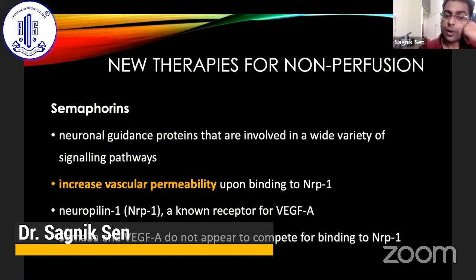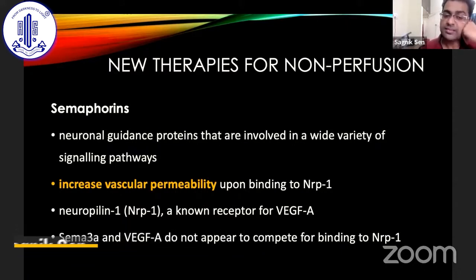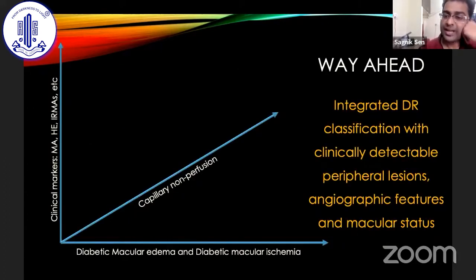So they have evaluated ranibizumab in this graph. And we can see that with ranibizumab, the levels of DR progression are also stabilized. So DR has not progressed compared to sham. And there are a lot of new therapies which are coming, which are specifically targeting non-perfusion, like semaphorins. So semaphorins are neuronal guidance proteins, which are involved in a wide variety of signaling pathways, and they increase the vascular permeability in the retina.